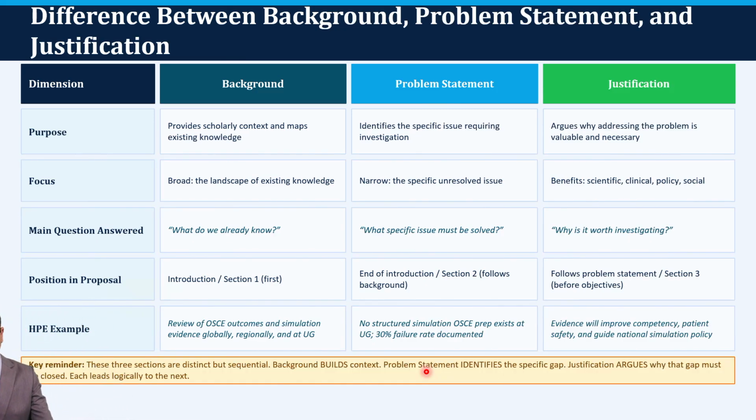This reminds us that these sections are distinct, but they are sequential. Background should build the context. Problem statement identifies the specific gap. Justification argues why this gap must be closed. So each one leads to the other.